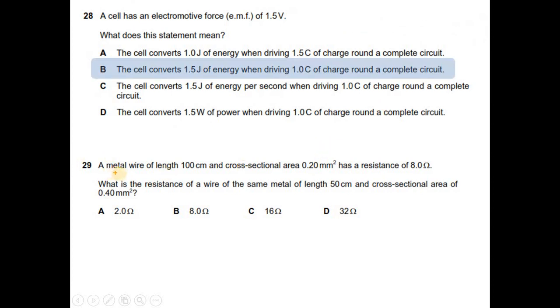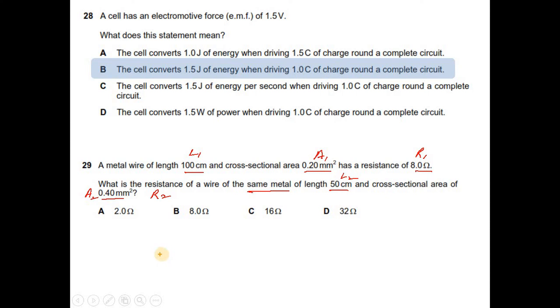29. A metal wire of length 100 centimeter and cross-sectional area of 0.2 millimeter square has a resistance of 8 ohm. What is the resistance of the wire of the same metal of length 50 and cross-sectional area of 0.4? So you need to find the resistance. Let's call it L1, A1, and the resistance R1. And this is the same metal, length L2, area A2, and that means you need to figure out R2.